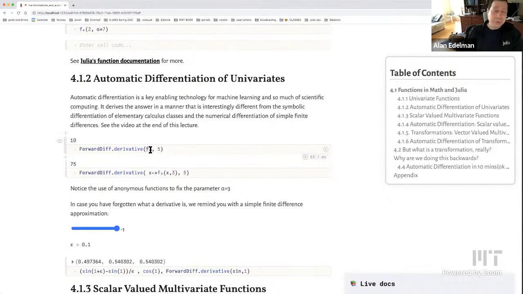Okay, and so F1, you might remember, was x squared. So let's remember that. F1 was x squared. Okay, so the derivative is 2x. So if I evaluate the derivative at 5, I should get the number 10. That's good. And let's also remember that the derivative of x cubed is, of course, 3x squared.